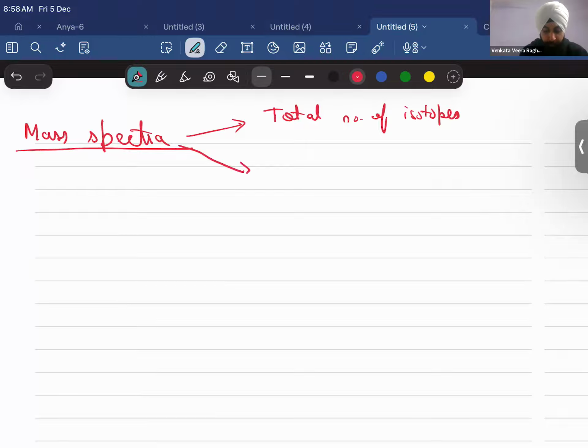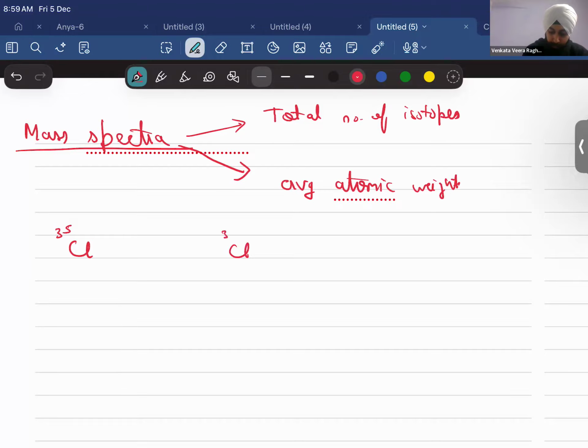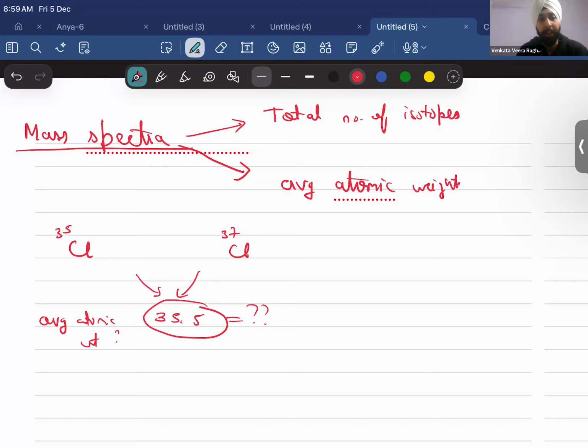The second thing you can get from here is their average atomic weights. You might have seen that Cl has two isotopes, Cl35 and Cl37. What mass number of Cl do we take in general? 35.5. How is this coming? This is called the average atomic mass. And how can we find it out? By checking what percentage of each isotope is present in nature. Is it fine for you?